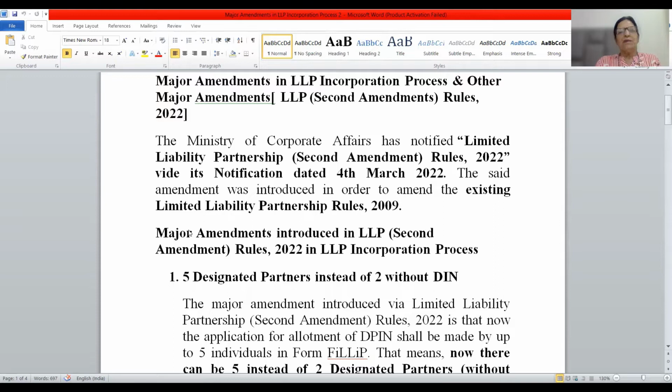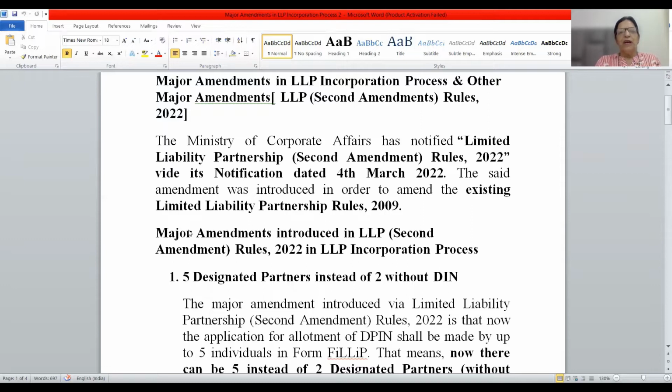You all know, friends, some amendments have taken place in the LLP Amendment Act in the year 2021. So whenever amendments take place, then rules are also amended. You all know about the LLP Rules 2009. They have been amended in the year 2022. So in today's video, I'm going to take up major amendments in the LLP incorporation process, and there are certain other amendments also which I would like to cover in today's video.